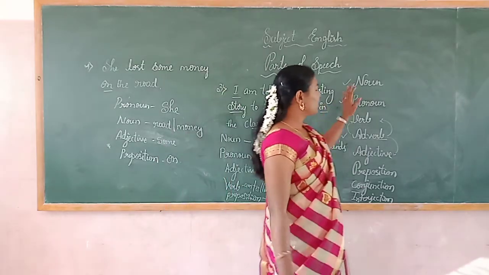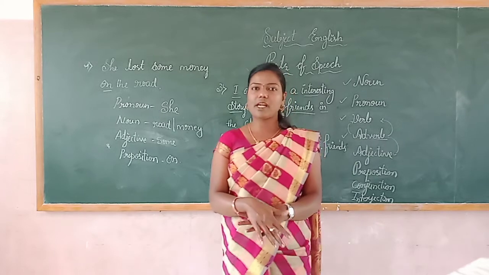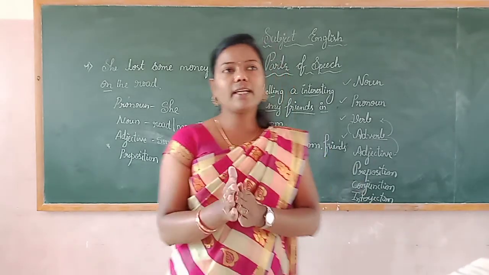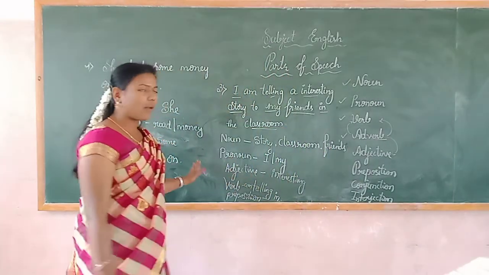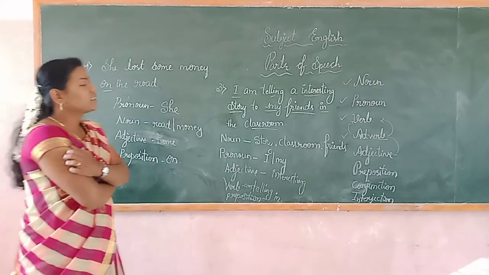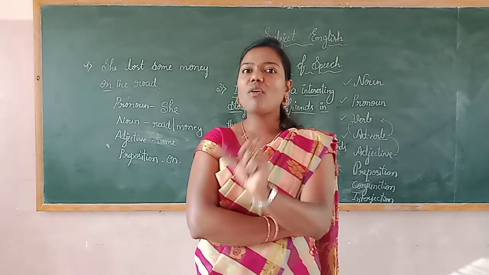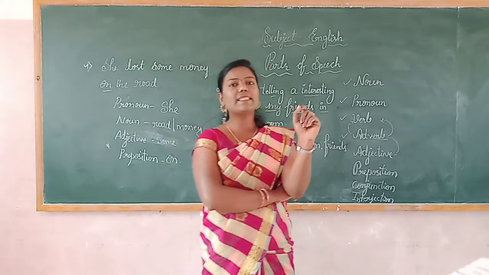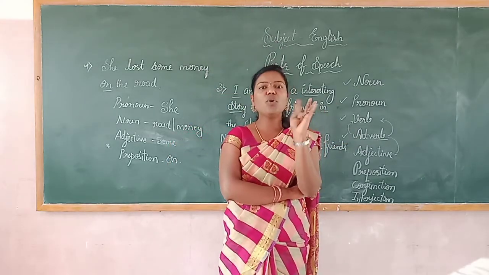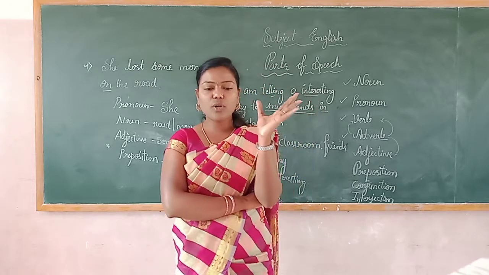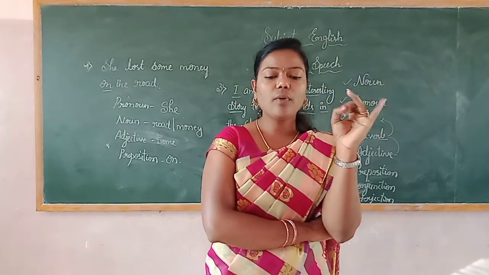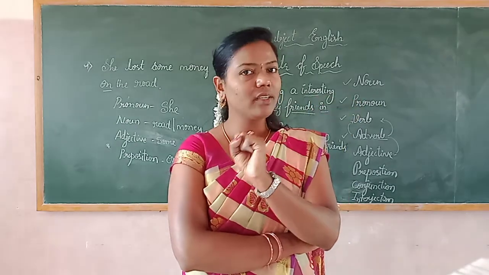Next one, noun. It is a naming word of person, place, animals and things. And next one, preposition. What's the preposition? Preposition, that means it is a word. It is placed before noun and pronoun and it tells the relation between noun and pronoun and also verb and noun.